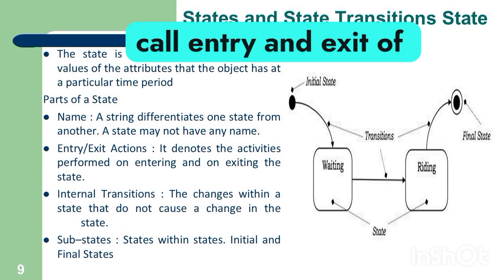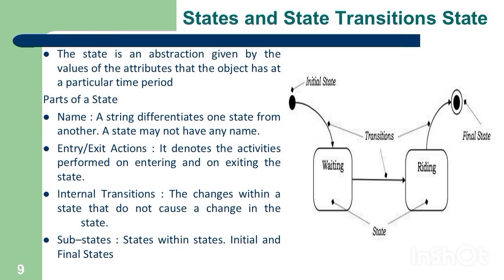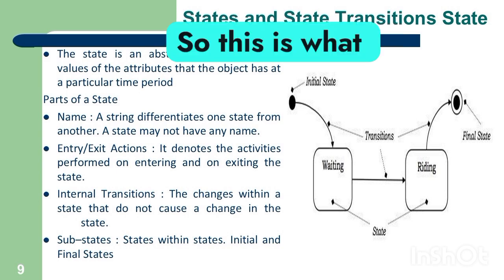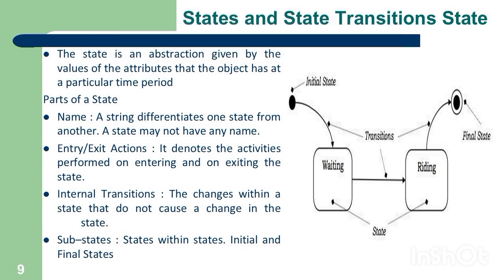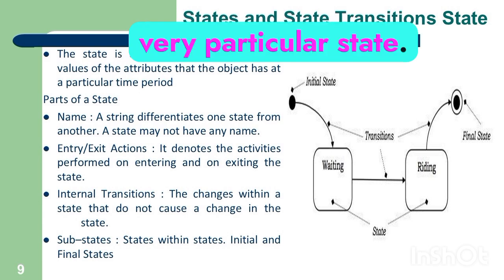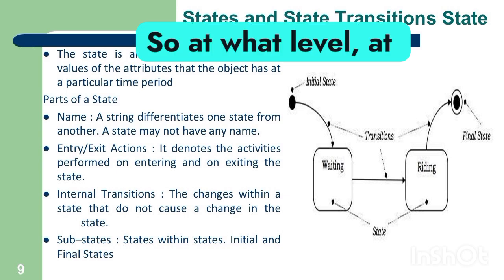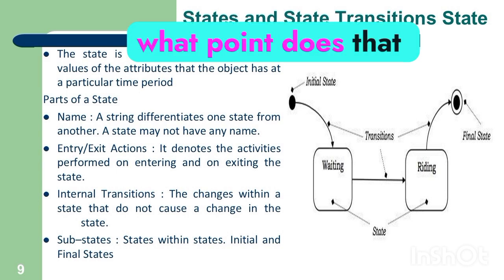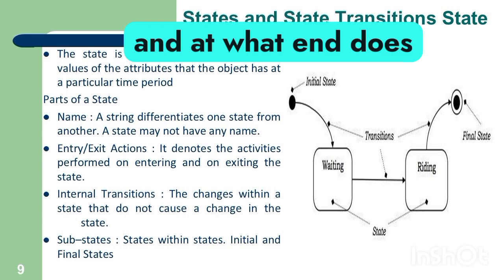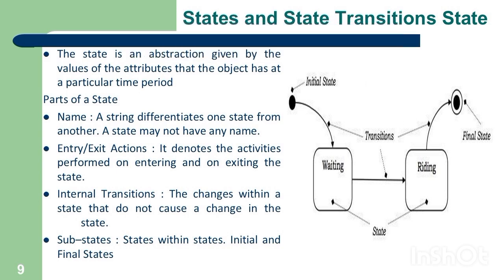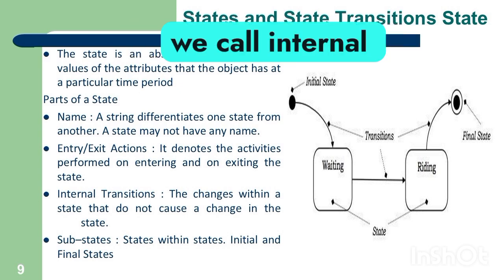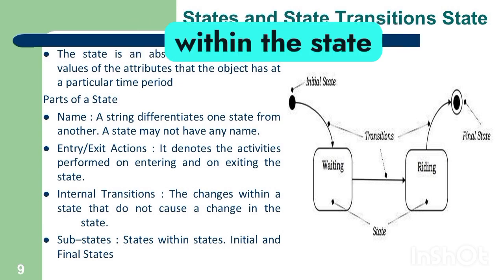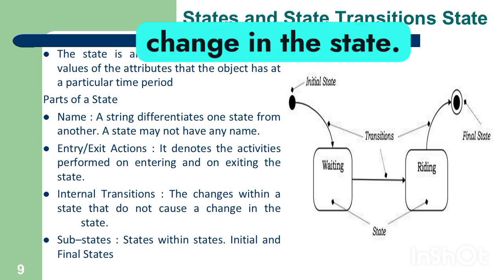We also have what we call entry and exit of a state. That is the action taken when the state is entered and exited. These are the activities that particular state performs on entering and on exiting. At what point does the state come in, and at what point does the state exit from the system? Are we together? We also have what we call internal transition, that is the changes within the state that do not cause a change of the state.